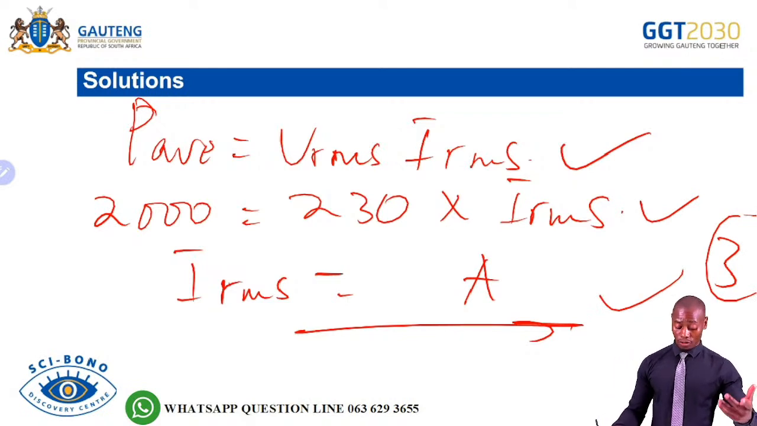Correct substitution, and a correct answer with units. Then you get how many marks? 3 marks. Right. So let's look at the last one.